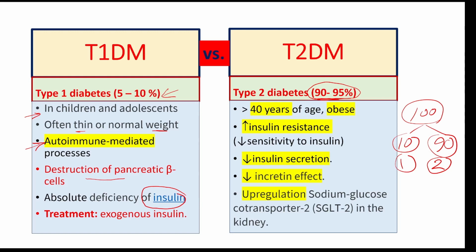Regarding type 2 diabetes, the patient's age may be 40 years and above, and the patient here suffers from some kind of obesity. The tissues may demonstrate insulin resistance in cells and tissue, and or decreased insulin secretion. Some studies showed a decreased incretin effect, and the last one talks about upregulation of the sodium glucose transporter in the kidneys. So this compares type 1 and type 2 diabetes.